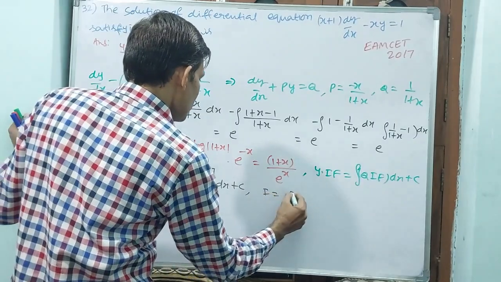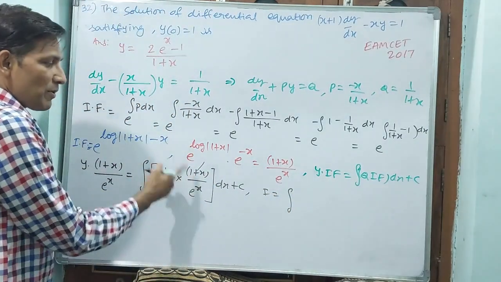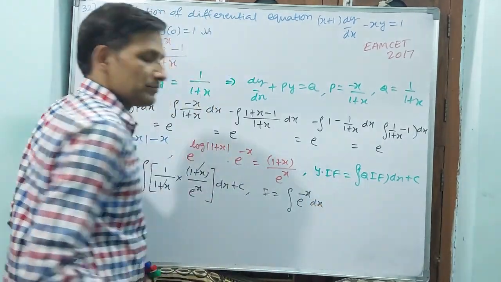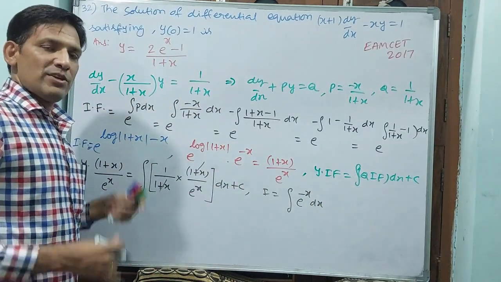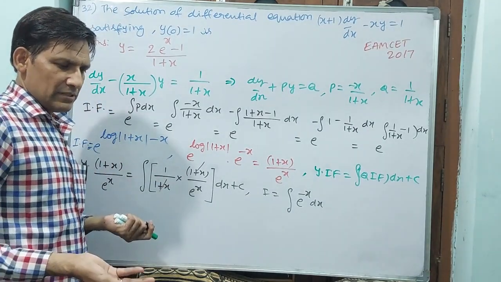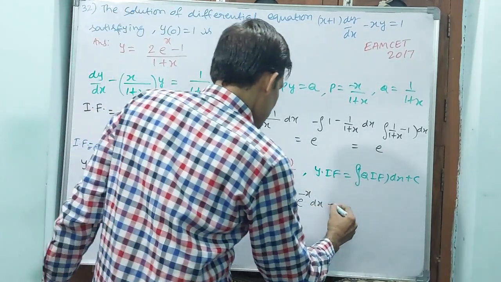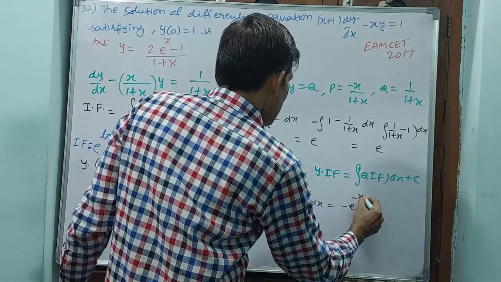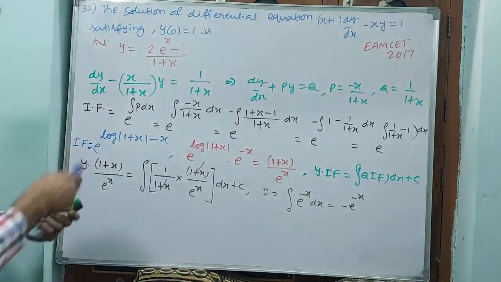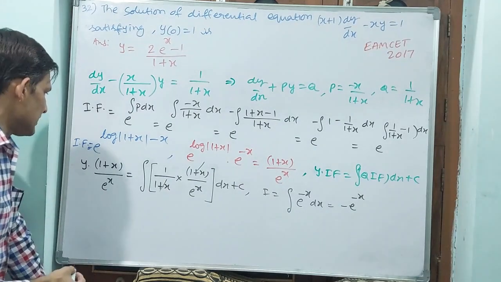I is equal to integral of this e power x, you take the numerator. E power x minus x it is going to become. Okay. See, e power x and e power minus x, differentiation and integration both will give the same answer. That means see, minus of e power minus x will come. Okay. Now you substitute in the final equation. Final equation means this one.